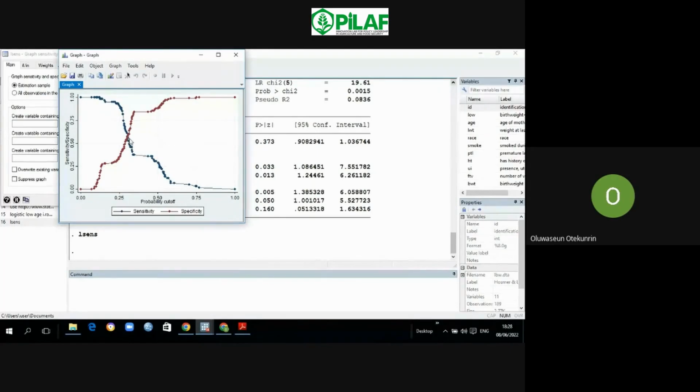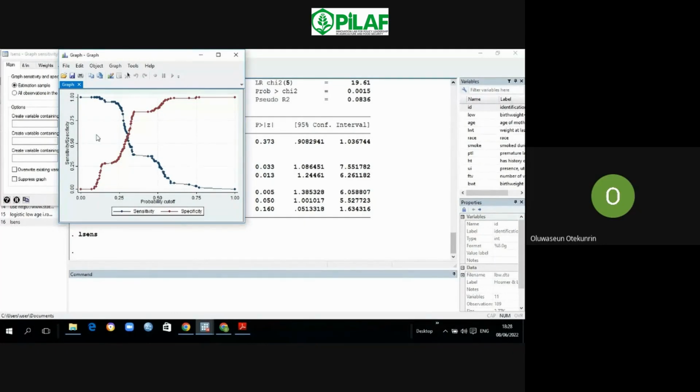If you look at the intersection here, that is where specificity and sensitivity intersect. The cutoff there is more than 0.25, maybe around 0.2-something, maybe 0.28. That is where they intersect.